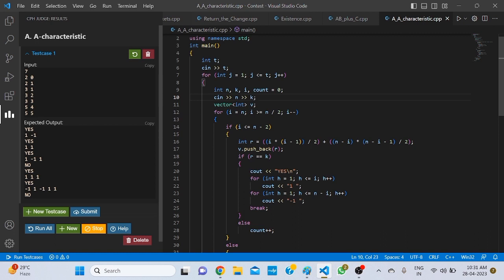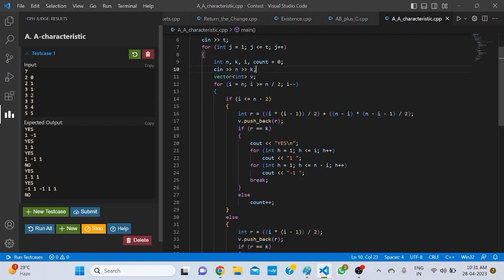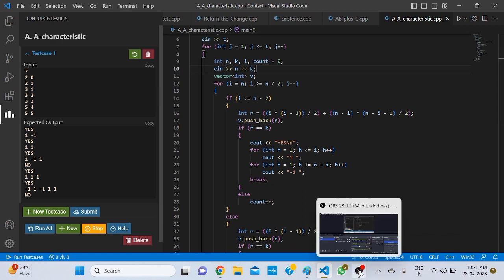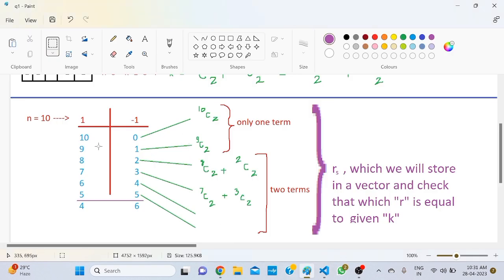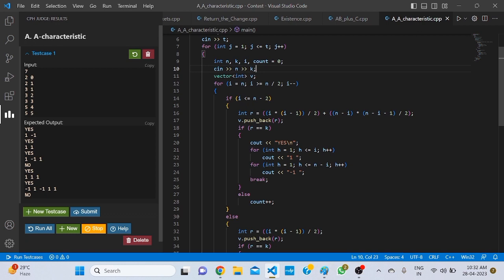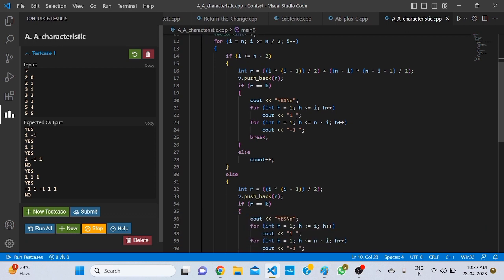But if our i is greater than n minus 2, we have to take these first two terms. Here n is 10 and i is 9, it is greater than n minus 2. n minus 2 is our 8, and 9 and 10 are greater than 8. So for this there is only one term, that is iC2. So we have written here r equal to iC2, which is equal to i into (i minus 1) by 2. Now again we will store this r in the vector.